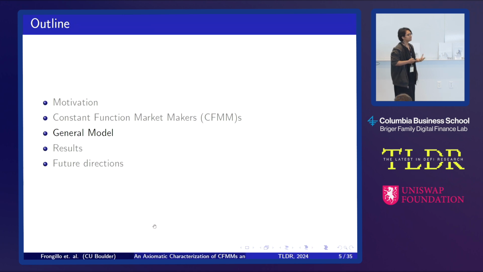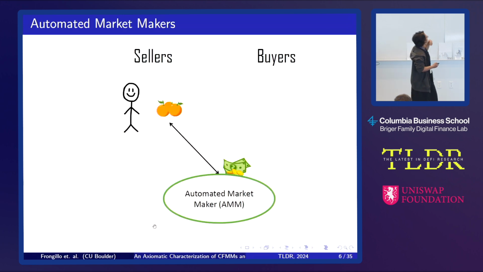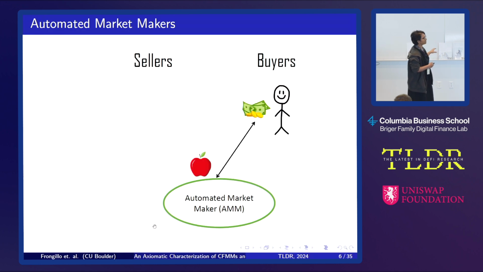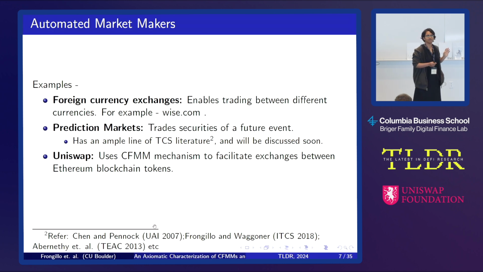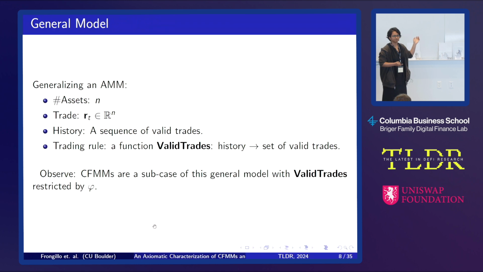To ask what is the best way to implement an AMM, we have to step back and think of what an AMM does. It's this general centralized mechanism that trades with both sellers and buyers instead of them having to match with themselves. So for example, foreign currency exchange websites could be viewed as AMMs to some degree. Other kinds of AMMs are prediction markets, which trade securities of future events, and I'm going to talk about this in the second half of the talk. And your beloved Uniswap is also an AMM.